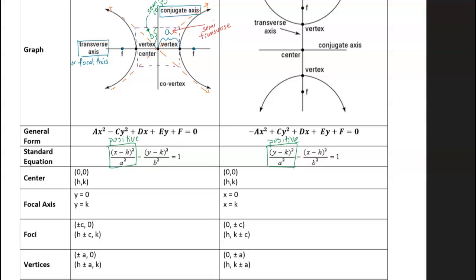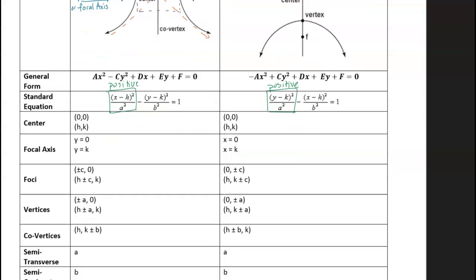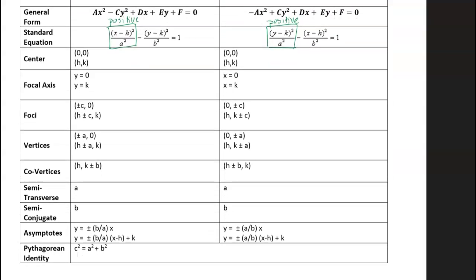Also notice that the a squared is always underneath the positive term. Always underneath the positive term. Also, in all of these formulas, notice that in a lot of them there are two separate coordinate points. This is because the top coordinate point or the top line is always assuming that your center is 0, 0.